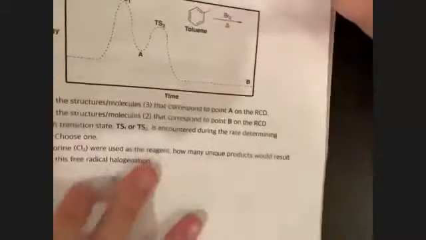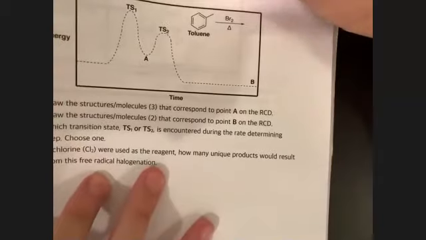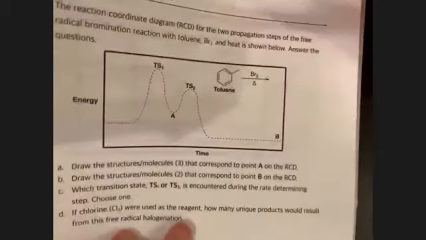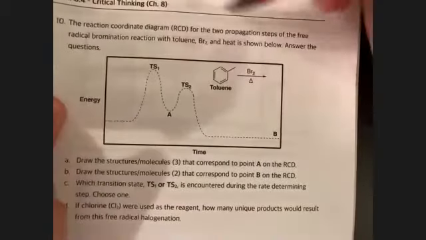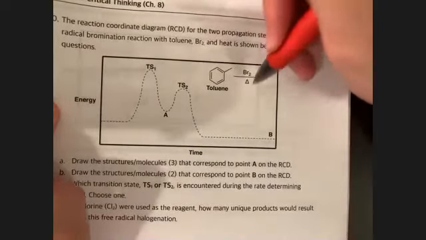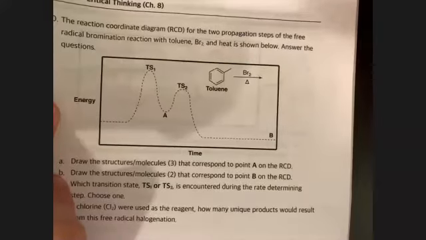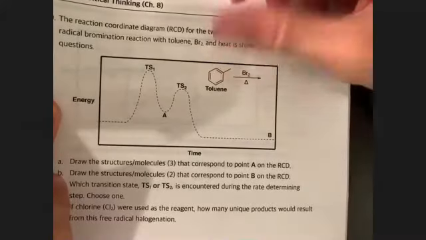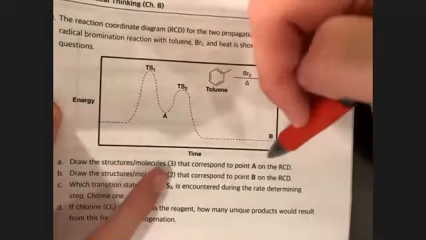Okay, so 10. Sometimes you might get these reaction coordinate diagrams, especially for radicals. Essentially, the reaction coordinate diagram for the two propagation steps of the free radical bromination reaction, so it's literally Br2, heat, and toluene, is shown below. And this is the reaction coordinate diagram. So draw the structures that correspond to point A.